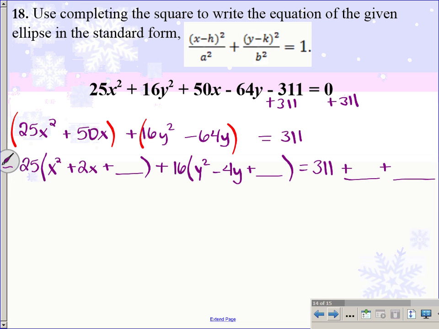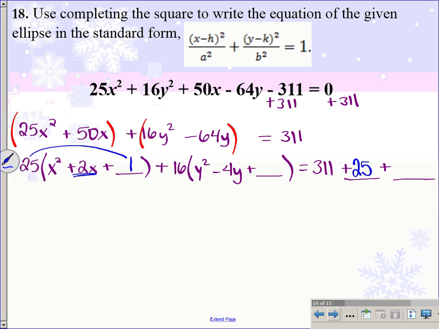Okay, so now I need to figure out how to find that missing value. Well, you take your b term, 2, divide it by 2, cut it in half, so you get 1, and then square it. 1 squared is just 1. Now, whatever I add to one side, I have to add to the other side to balance it out. But even though I physically wrote a 1, if I were to redistribute that 25, I really added 25. So I have to add 25 to the other side to balance that out.